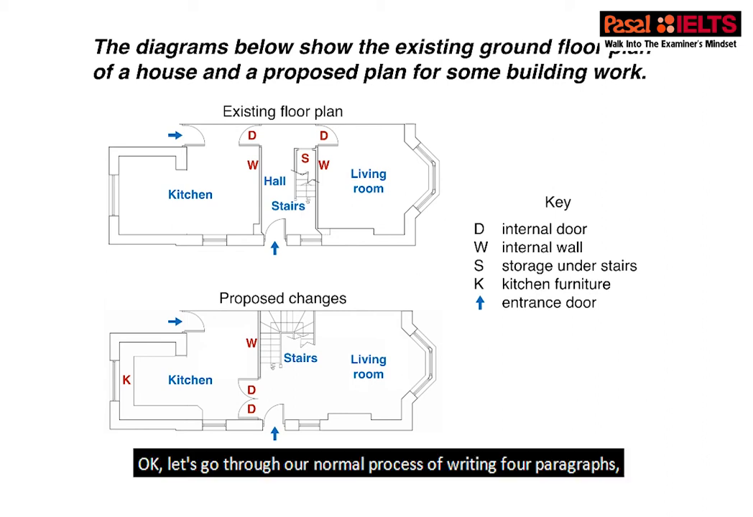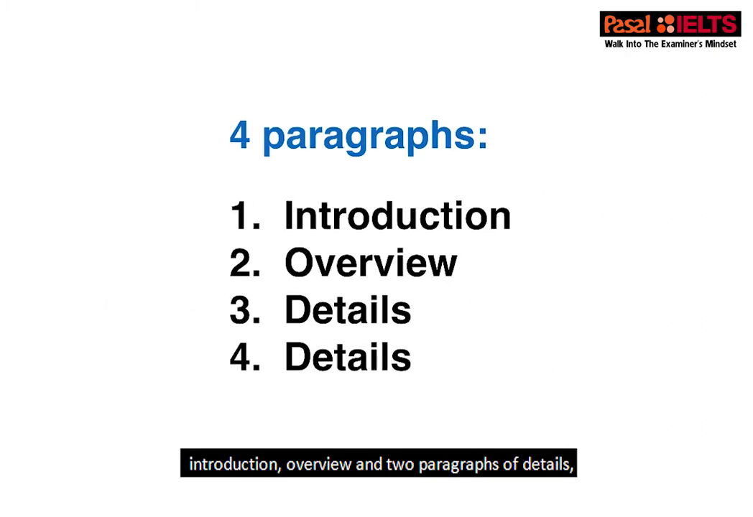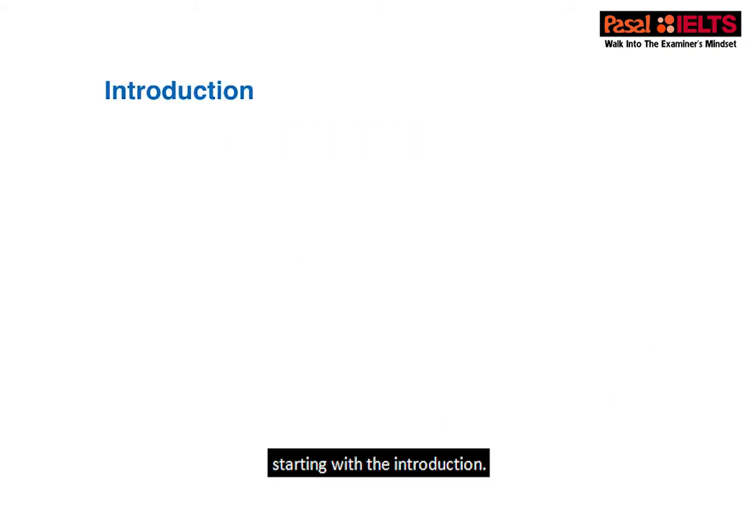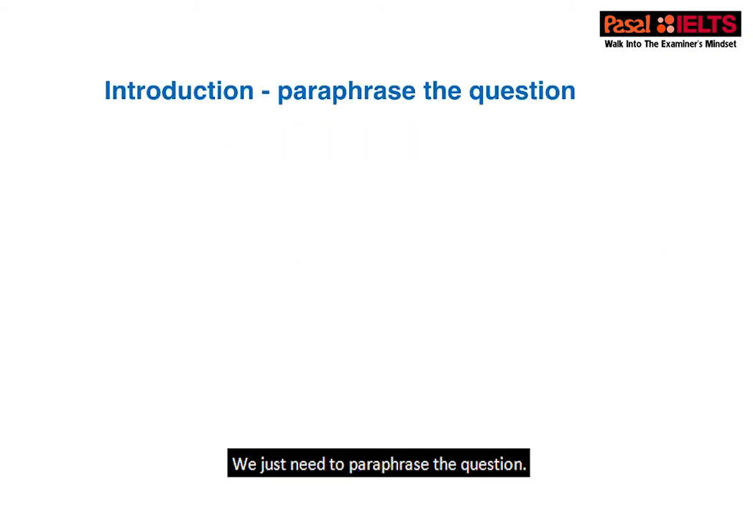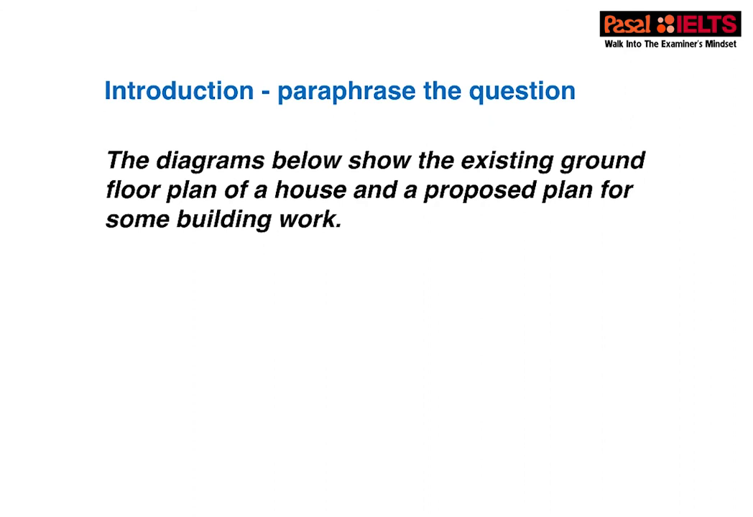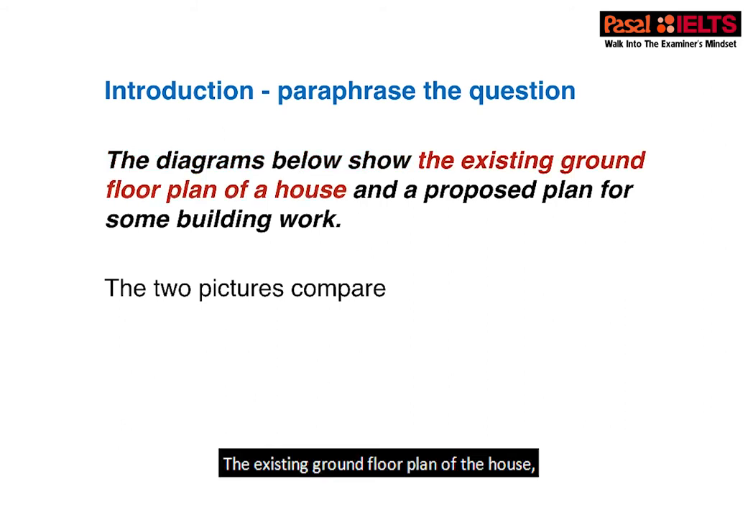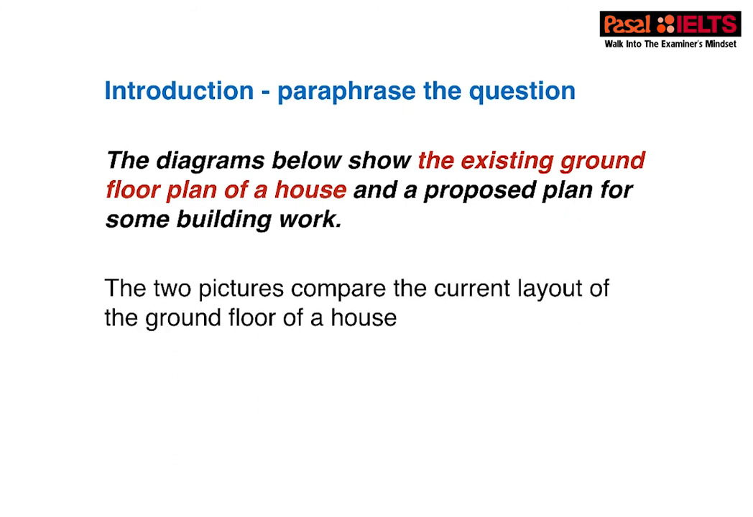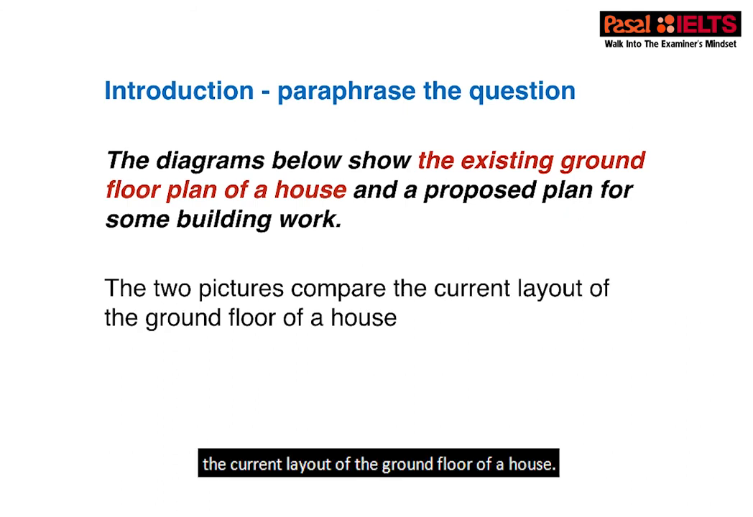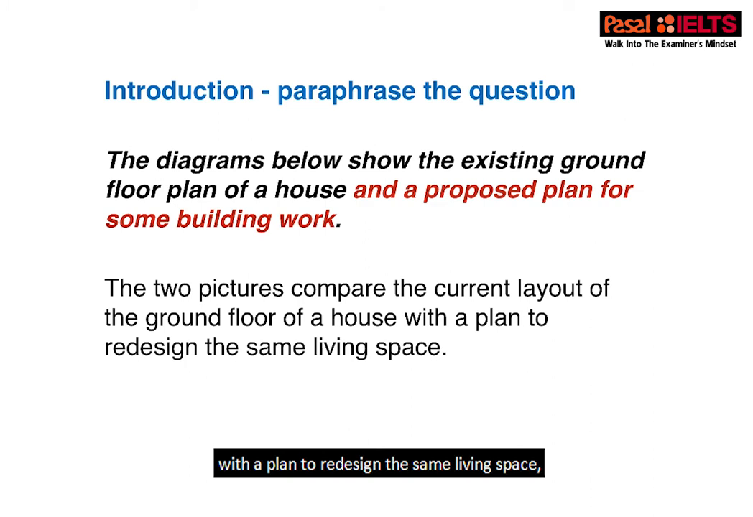Okay, let's go through our normal process of writing 4 paragraphs. Introduction, overview, and 2 paragraphs of details. Starting with the introduction, we just need to paraphrase the question. Here's the question again, and we'll go through section by section, rewriting. First, the diagrams below show. I've written the 2 pictures compare. The existing ground floor plan of a house, the current layout of the ground floor of a house, and a proposed plan for some building work with a plan to redesign the same living space.